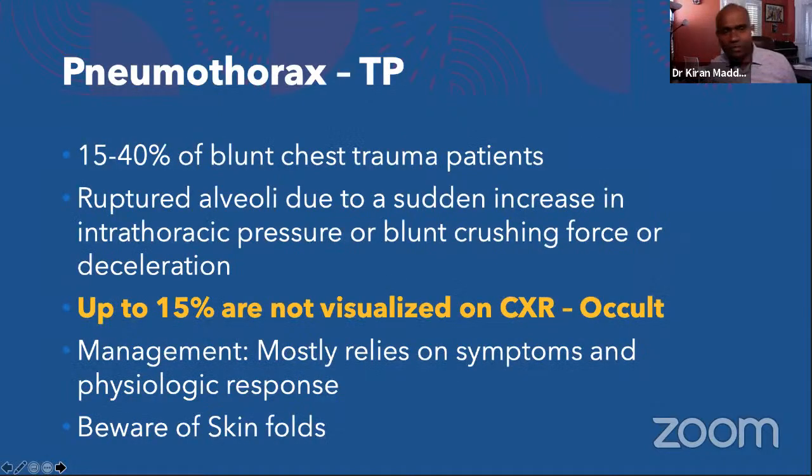The teaching points: 15 to 40% of blunt chest trauma patients can have pneumothorax, and the ruptured alveoli are due to a sudden increase in intrathoracic pressure or a blunt crushing force, or, as usual, most thoracic injuries are due to deceleration injuries. Up to 15% are not visualized on chest X-ray. Occult pneumothorax, I have discussed this in a detailed way, along with the ramifications if you don't diagnose it.